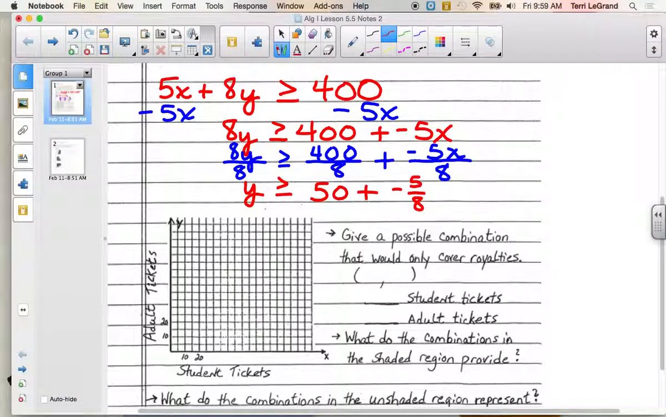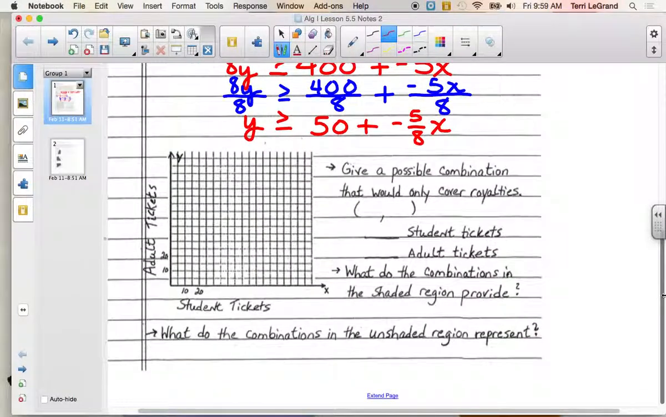negative 5/8 x. Okay. So let's identify our slope and y-intercept to help us. Well, since it's in that form, let's start with the y-intercept. What's our y-intercept? 50. And what's our slope? Negative 5/8.